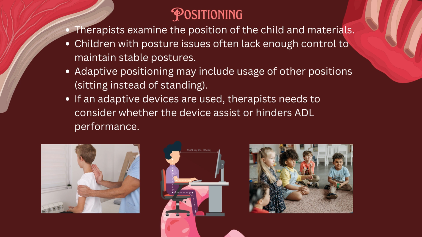Children with posture problems often lack enough control to maintain stable postures. They sometimes bend down or slouch and more. During the activity, they usually benefit from adaptive positioning. Adaptive positioning may include other positions, for example sitting instead of standing, low technology devices, such as pillows, towel rolls or more, or high technology devices like wheelchairs and more.